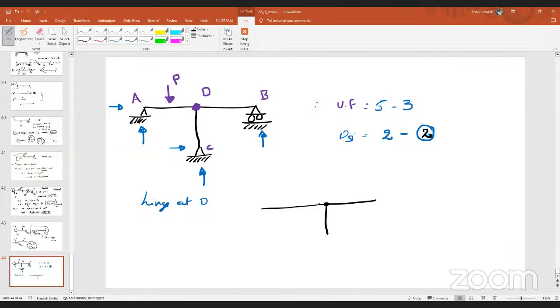This is not a hinge. I'm just concentrating here, okay? Don't treat it as a hinge. A, B, C. I want to draw the free body diagram of AD, BC, and DC.